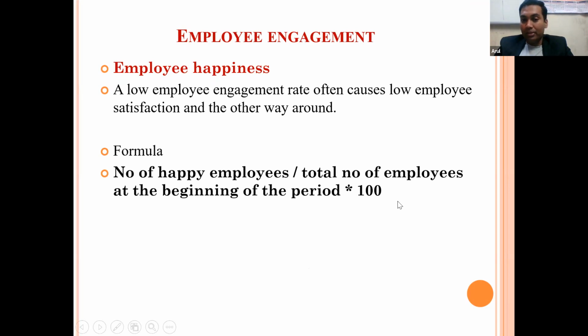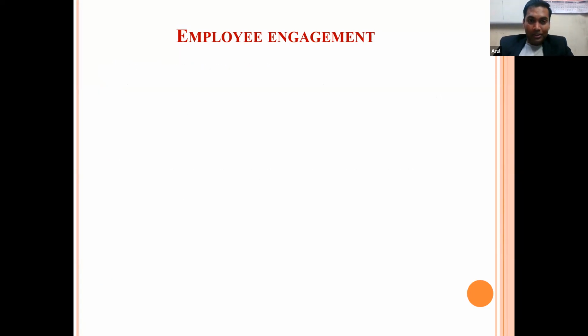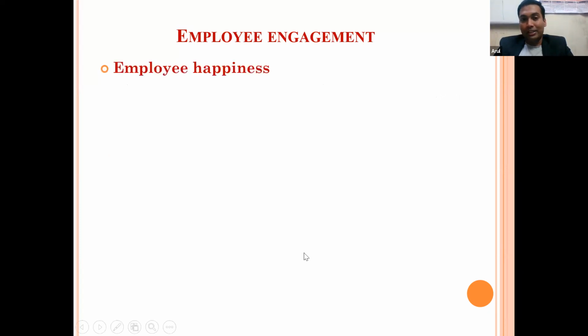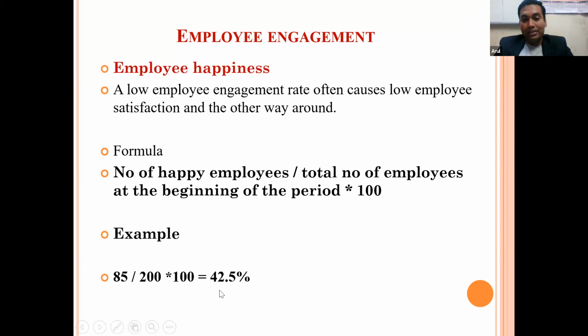Number of happy employees divided by total number of employees at the beginning of the period. Example: 85 divided by 200. In the previous example, it was, hypothetically, a 73% employee engagement rate, but in the same organization it is only 42% employee happiness. What is the logic? All the satisfied employees are not engaged employees, and all the engaged employees are not happy employees.